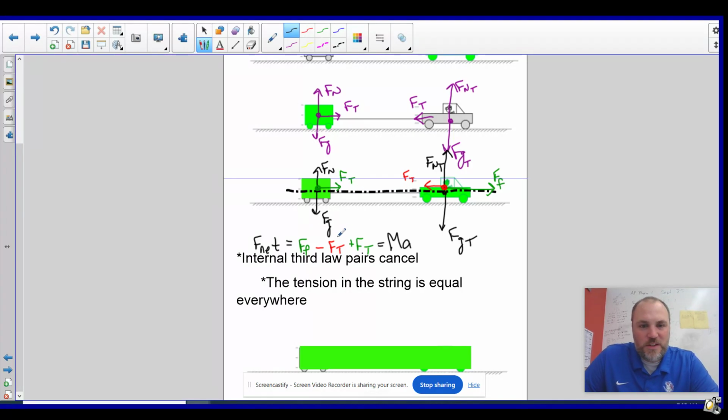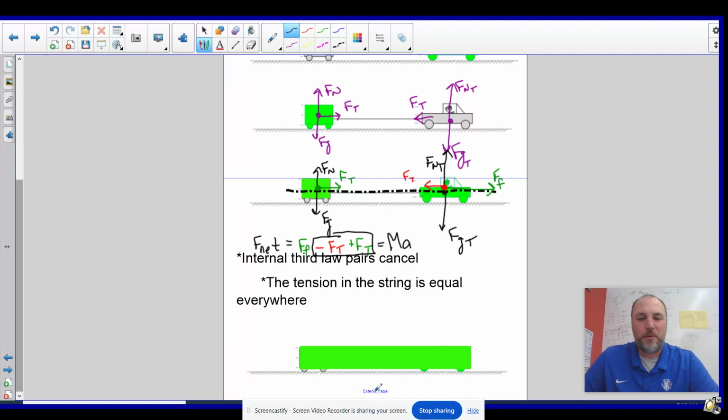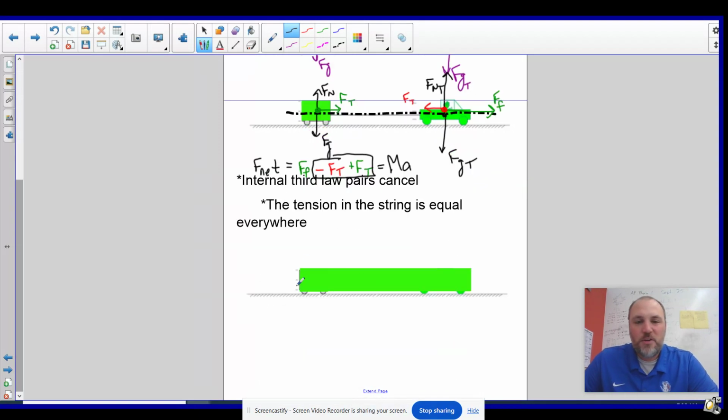Now, what you'll notice is any internal third law pair, so any third law pair that is inside of my system, meaning both of the objects in my system are experiencing that force, those are going to cancel out. So it allows me to simplify this entire scenario by instead of looking at the two objects separately, I can imagine drawing a big box around them and just calling them a large capital M. This is the mass of both objects.